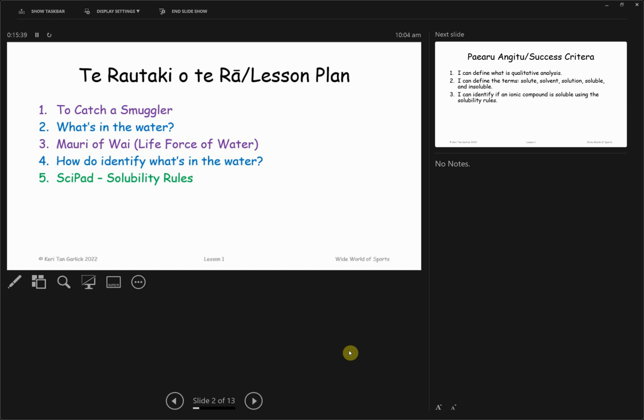And then we'll talk about this assessment a little bit, and how we identify what's going to be in the water in the context of this internal. Then we'll wrap up with some side path on the solubility rules. Sound good? All right, cool.